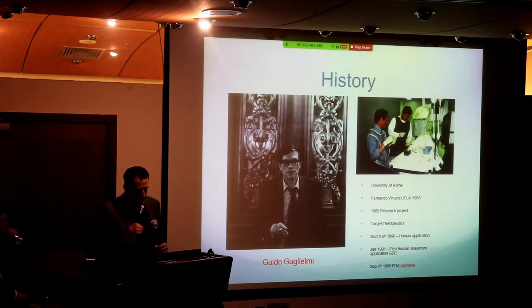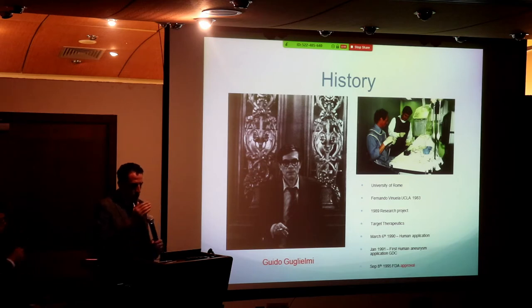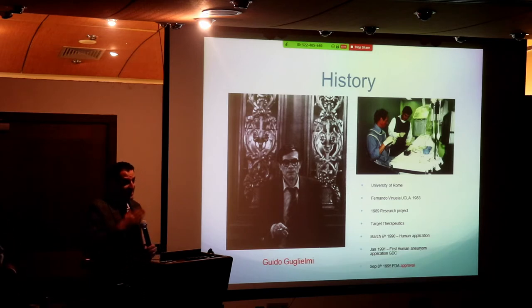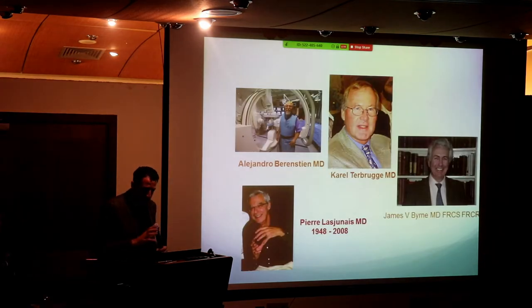Guglielmi actually moved from the University of Rome to UCLA, University of California at Los Angeles, and worked with one of the companies to create the first detachable coil. It was used the first time in a human being in 1991, and in 1995 it got approval from the FDA. So history-wise, it's not that long: 1995 was when we had the first approval for it.